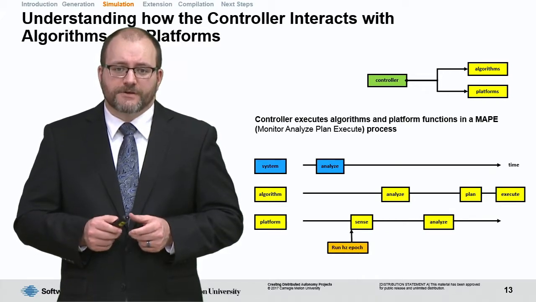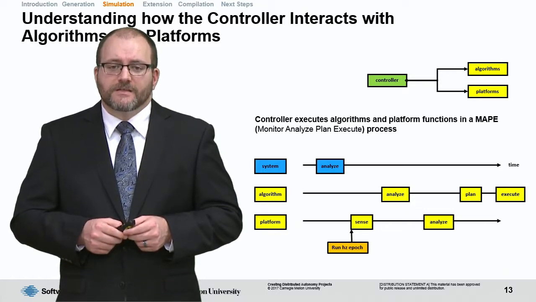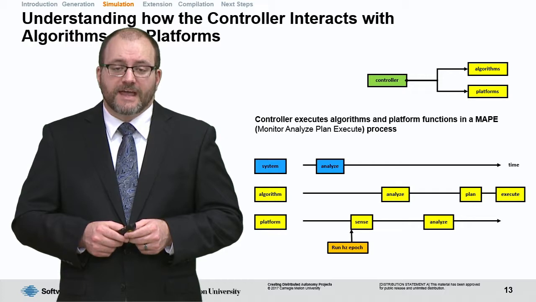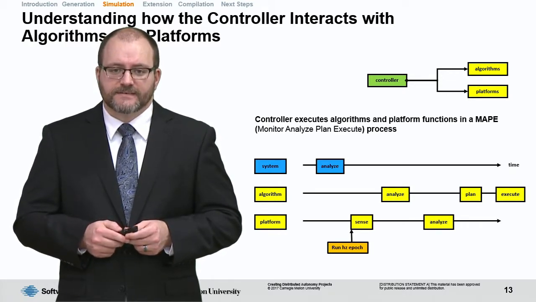The first one is the run hertz. Run hertz is how fast you want the MAPE loop to run. This is important because many sensors need to run at high frequencies, such as 30 hertz or 60 hertz, in order to process their state.